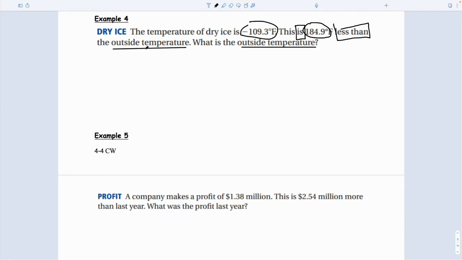I want a letter like O or X or P for representing outside. What would I do? Go ahead. Sure. You could do O, and we're going to say it represents the outside temperature.